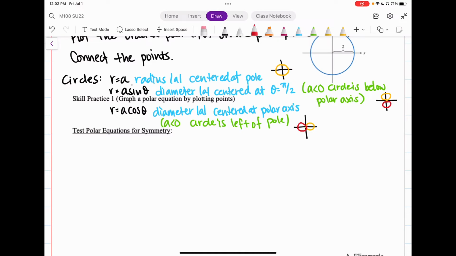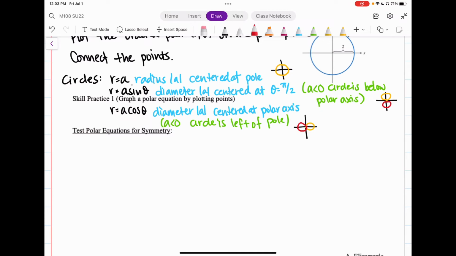So to the right, I've drawn a very rough sketch where you've got the yellow circle above the polar axis, and if a is negative, the red circle is below the polar axis. If you have r equals a cosine theta, the diameter again is the absolute value of a, and it's centered at the polar axis. And if a is less than 0, the circle is to the left of the pole. So yellow is if a is positive, red is if a is negative. And notice that we're talking about the pole, or theta equals pi over 2, or the polar axis.